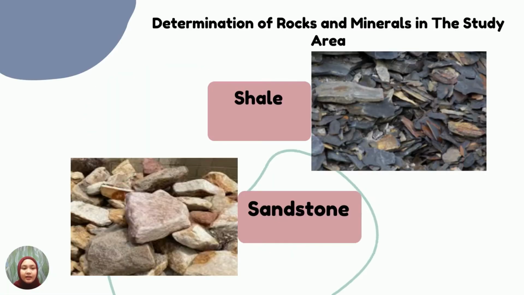So I will begin with the determination of rocks and minerals that we have found in the study area. The types of rock that we have found on site are sedimentary rocks such as shale and sandstone. So what do we know about shale?